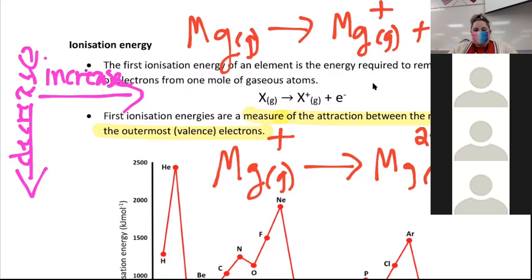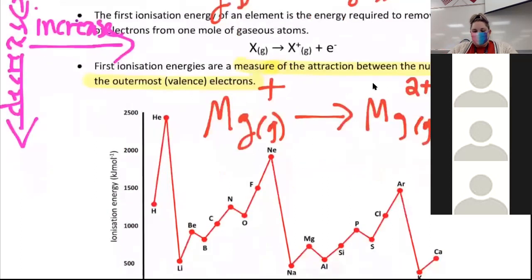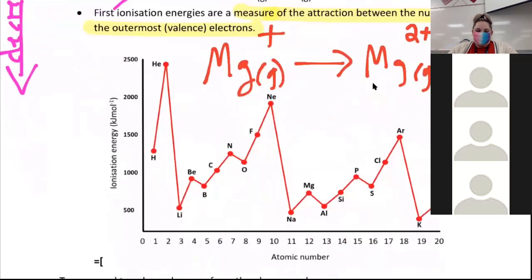Now, the other thing with ionization energy that we have to be aware of is this graph. They like to show this graph. And usually this goes up to element 20, calcium, because after calcium is where all of our transition metals come in, and then that's where things get wonky.